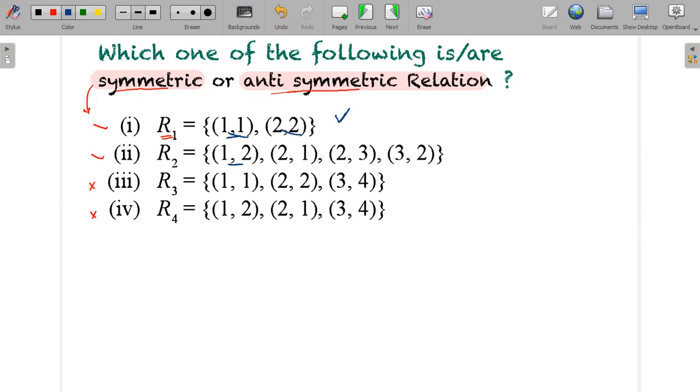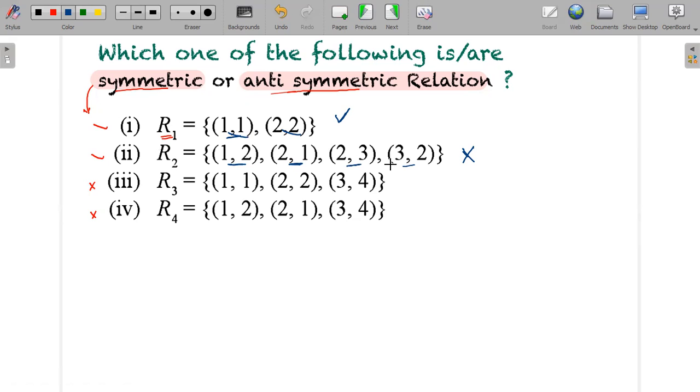I see (1, 2) is there, so I'll check whether (2, 1) is there. Yes, the (2, 1) ordered pair is also there. Now I'll check whether 1 and 2 are equal or not. No, they are not equal. So if they are not equal, then your relation R2 is not anti-symmetric. Obviously it's not anti-symmetric, so you don't have to check further, like whether (2, 3) is there; it's not anti-symmetric again corresponding to these two elements, but you don't have to check it anyway.